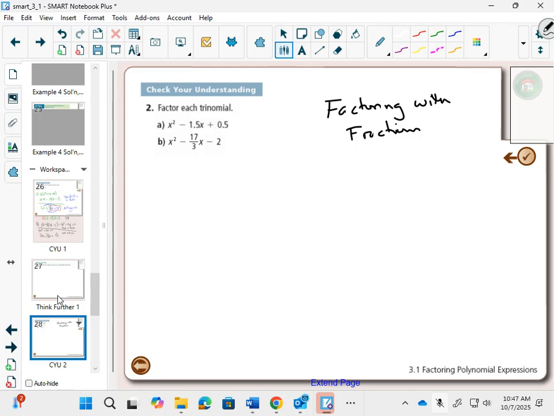Factoring with fractions. Step 1. Since you can change any decimal to a fraction, this works for decimals and fractions. In fact, I'm going to change my decimals in example 1 to fractions. Okay?